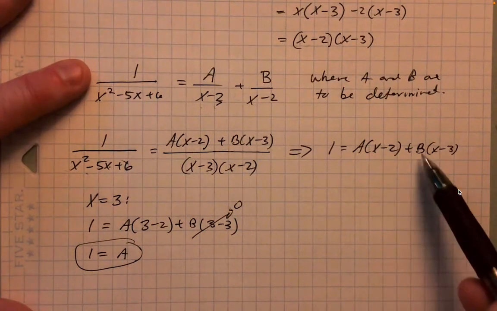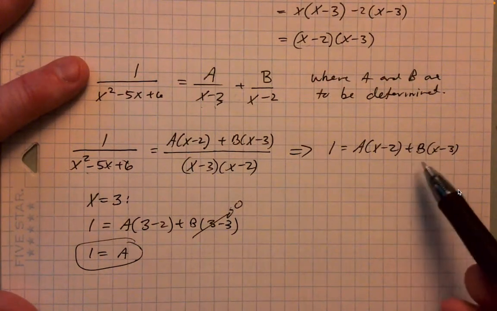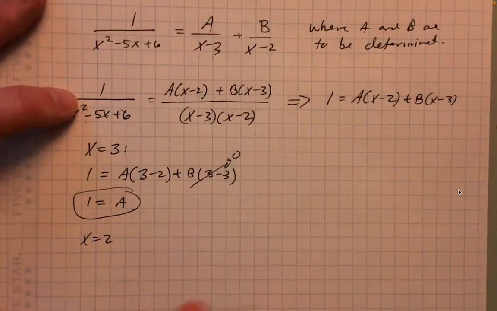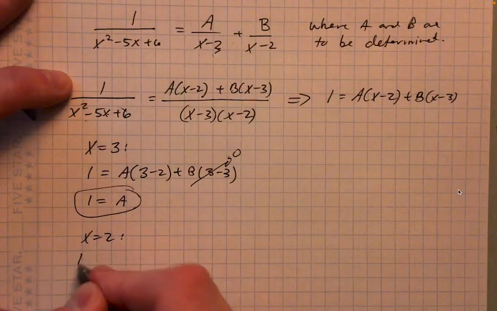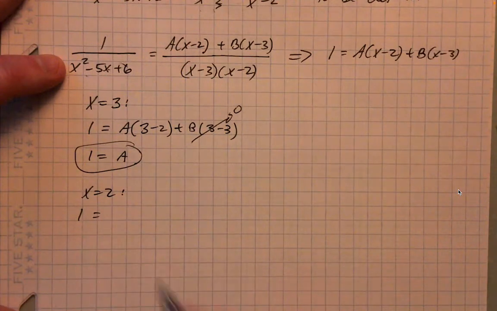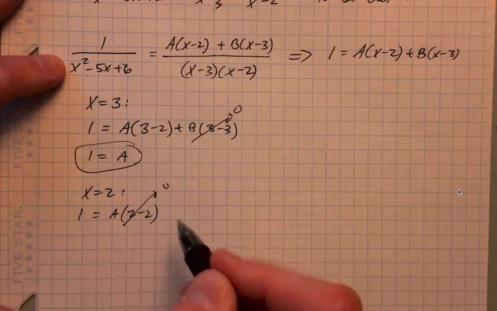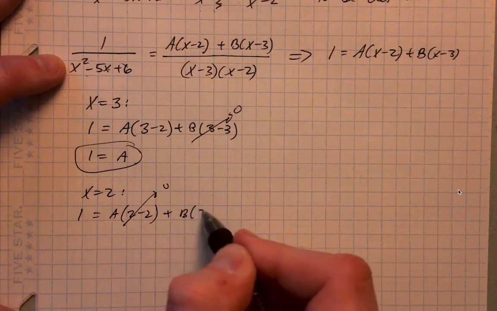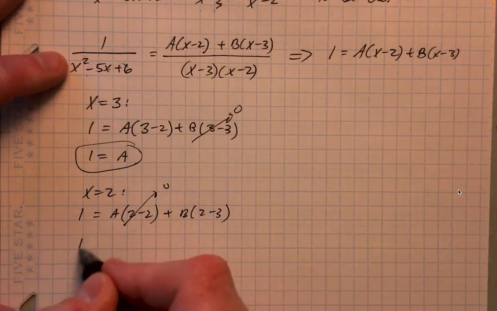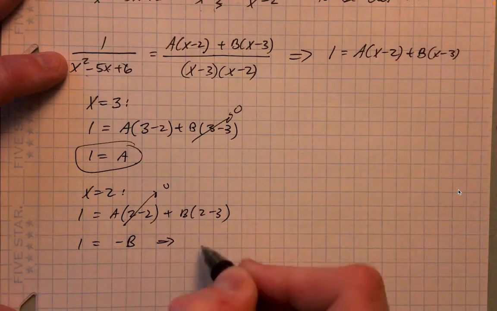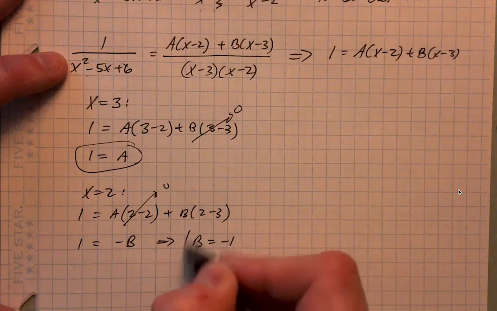Now to find b, you can do something similar. Let's let x equal 2. That means you've got 1 equals a times 2 minus 2, so that's going to 0, plus b times 2 minus 3. So 1 is equal to negative b, so that means b is equal to negative 1.